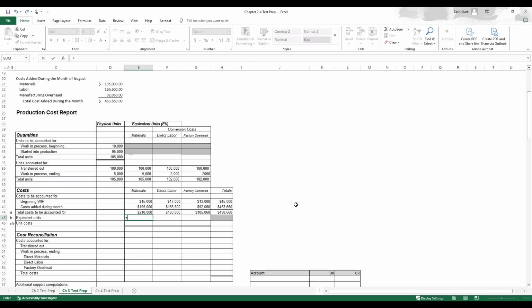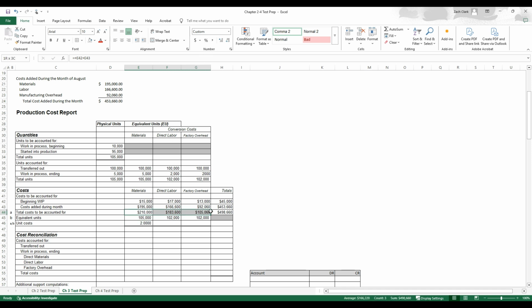Okay, and then we're just going to bring down our equivalent units. So that's from above. And these are units, so not costs, so we'll leave the dollar signs off there. And then we will come up with our unit cost by taking the total cost divided by the equivalent units there. So 210 divided by 105,000.